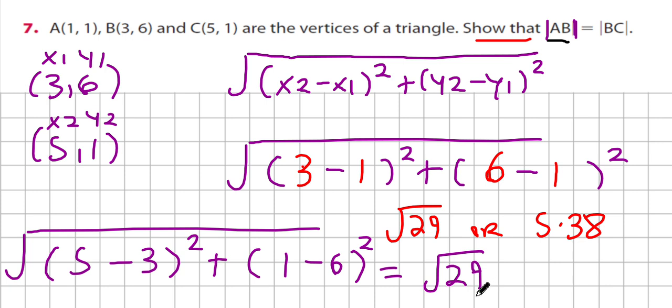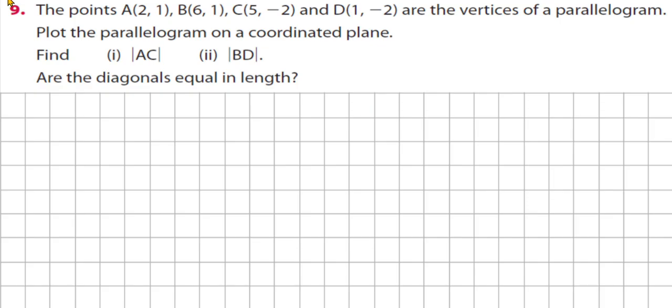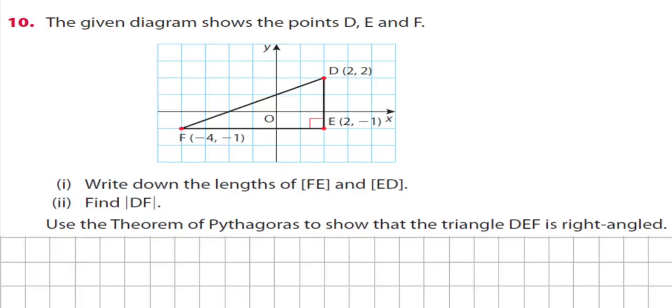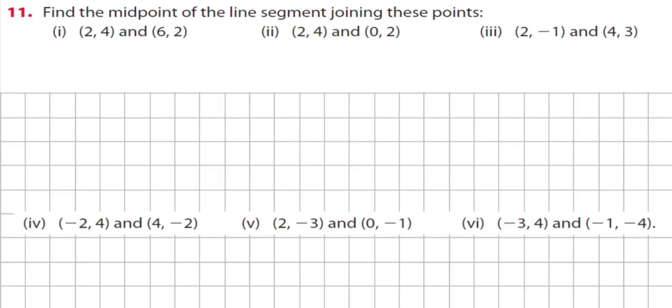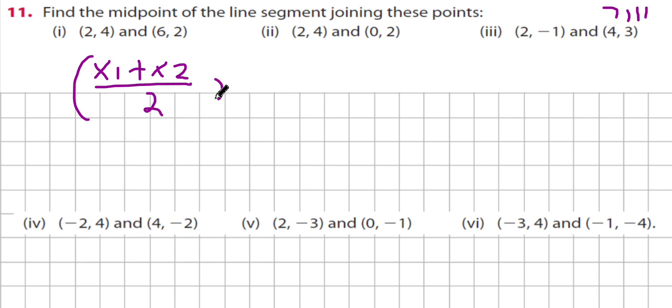Oh, good. Okay. Is the next question you have question 9? We did question 9 the last day, so we'll skip that. Do you all have question 11? 11 is the midpoint formula. And the midpoint formula looks something like this: x1 plus x2 over 2, y1 plus y2 over 2.